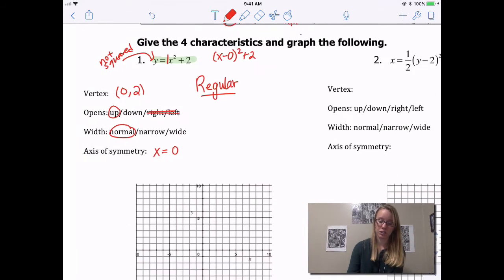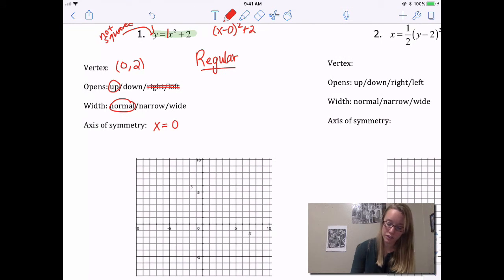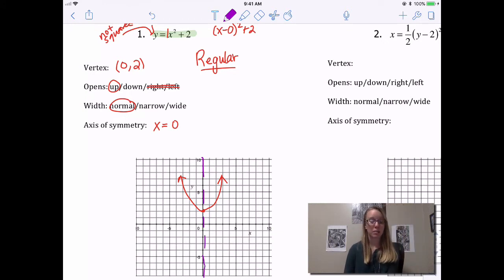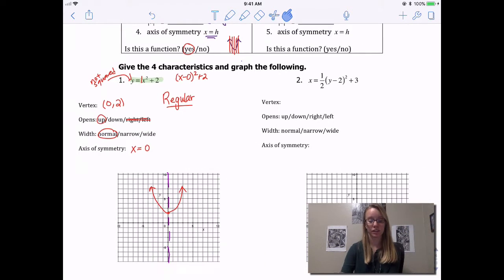So these are all our characteristics, and I can actually graph it. I go (0, 2) for my vertex. It is a normal parabola facing up, so I draw my parabola, draw my axis of symmetry. We'll make it go through the vertex, and that's my parabola. Okay, so hopefully that feels a little familiar. We have done that before.